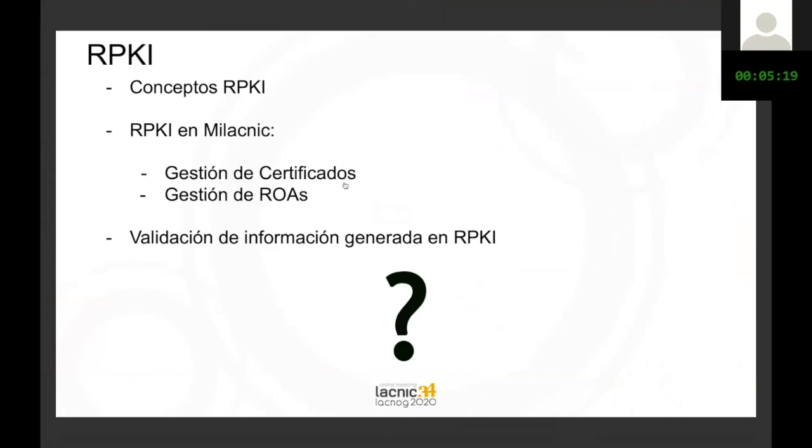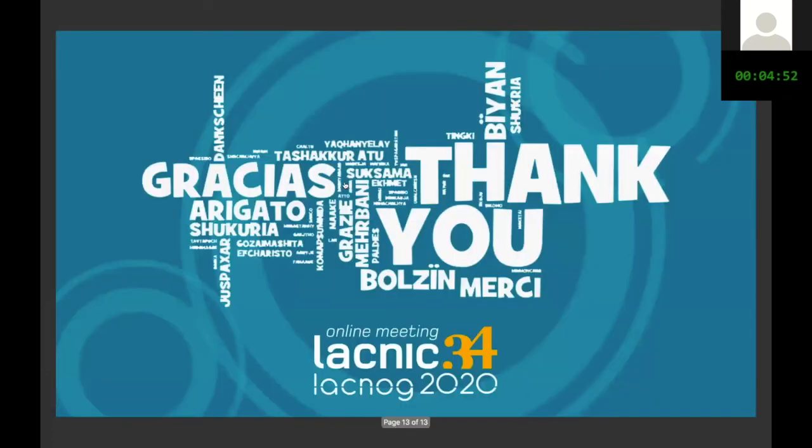So with this, we would put an end to the tutorial. I wanted to show you how I generate the information in the RPKI interface of MiLACNIC, how this ends up in the repository, and how the information is validated and accepted or discarded depending on the results of the validation. So if you have any questions, you can ask through the chat. Thank you.